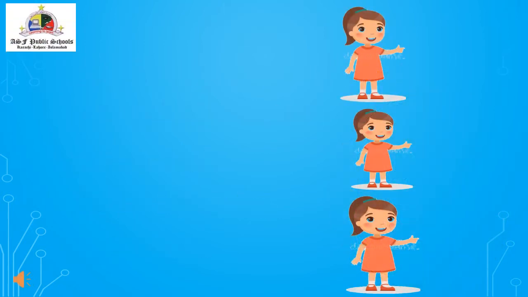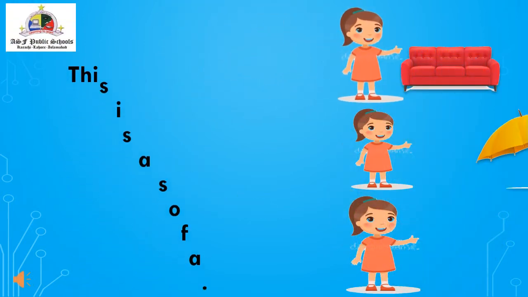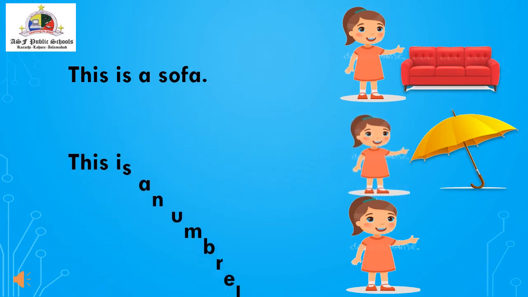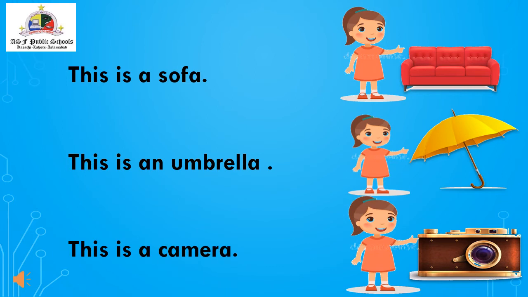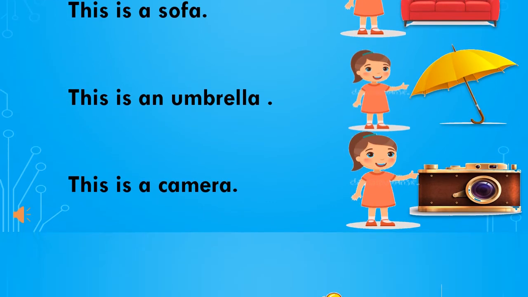Let's see some more examples. This is a sofa. This is an umbrella. This is a camera. Remember kids, this is used only with one person, object and animal that is near.